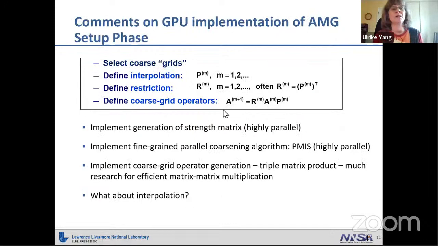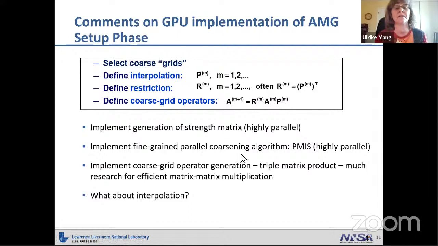The harder part was really the setup phase. What's the setup phase? I've just listed it again, and what do we do underneath? We have something like a strength matrix. We first generate that, and it's highly parallel, no issue there. The strength matrix essentially determines which of the coefficients in A we consider important. I will say a little more about how this is actually defined when I talk about interpolation, but for right now, this is fine.